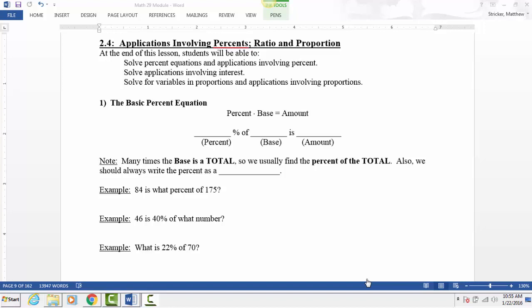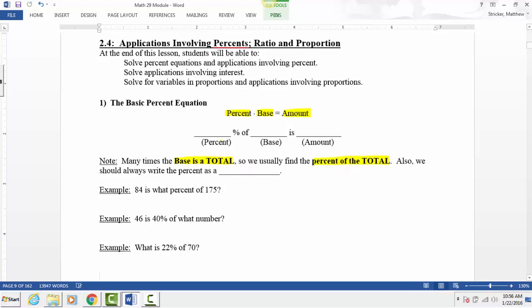So first of all, just looking at the basic percent equation, it's the percent times the base. Percent times the base equals the amount. Percent times base equals amount. And you may have also heard it like this: the percent of the base is the amount. Remember, of can mean multiply and is can mean equal. So a couple things to remember: the base is always the total. So when you're taking the percent of the base, you're taking the percent of the total. Another way of saying that is we usually find the percent of the total.